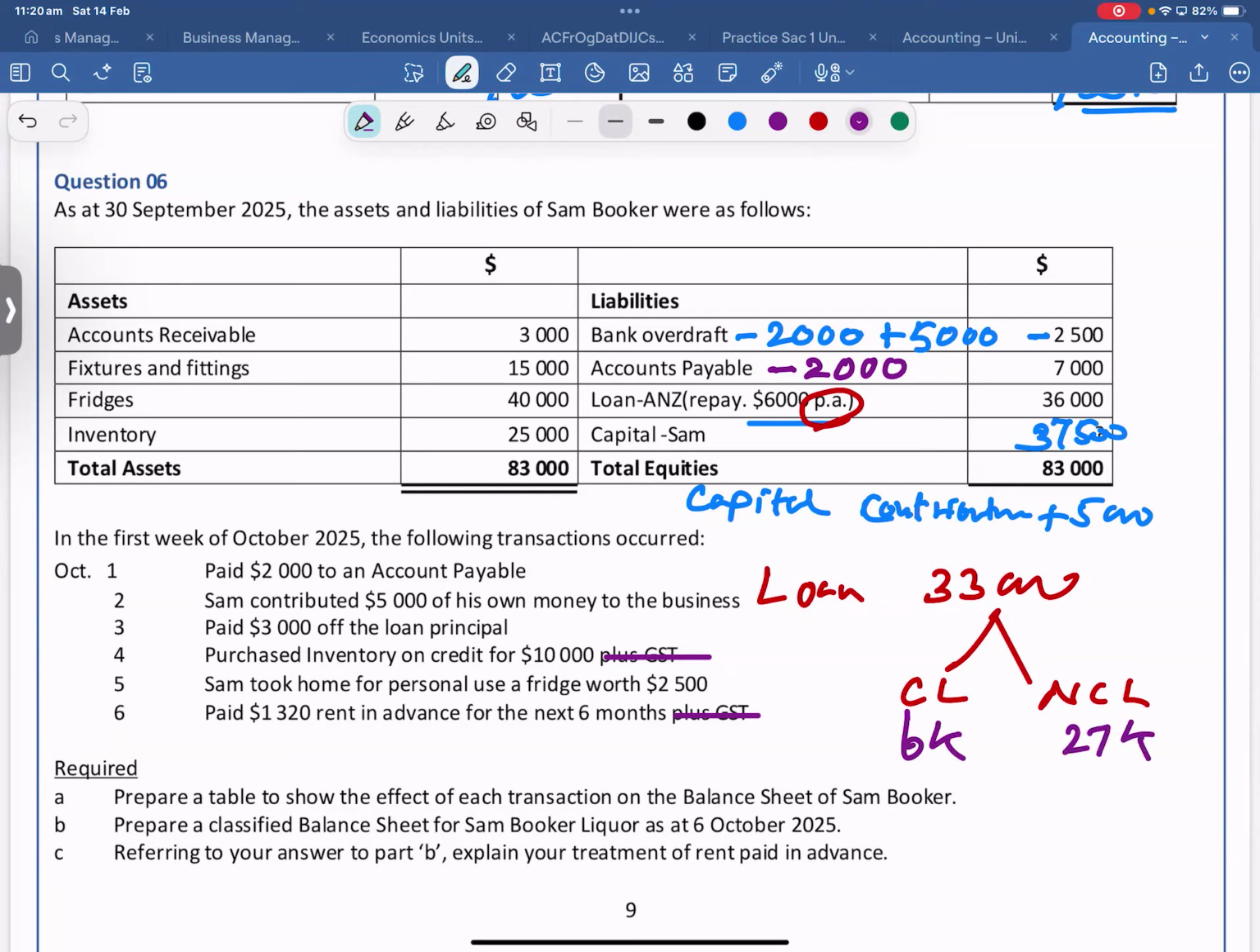Right. And also, because we paid 3,000 off, you have to say here, minus 3,000. Yes, you are basically losing them.